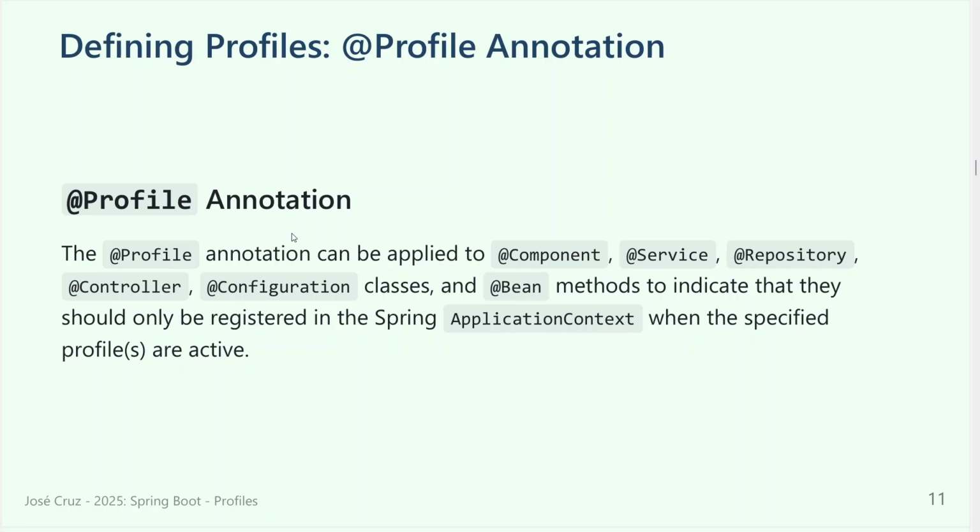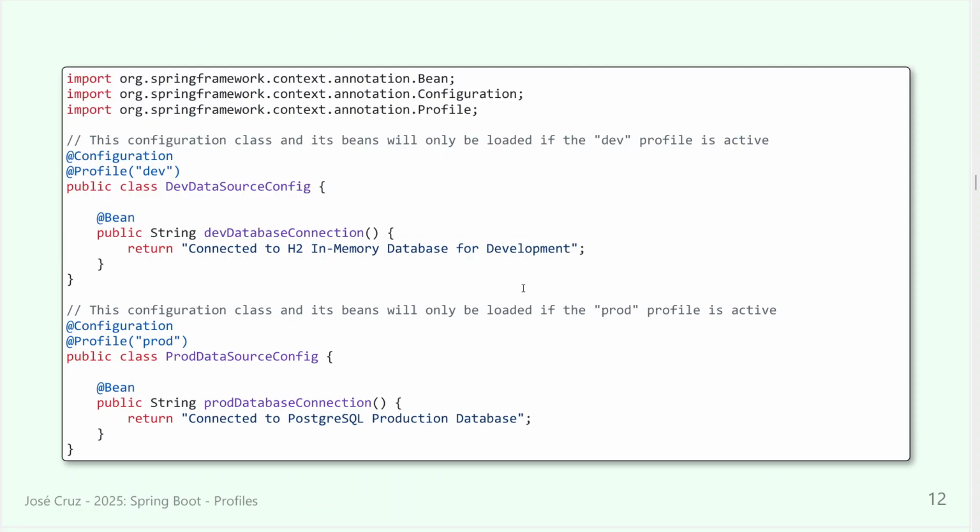So how can you mark your beans for specific profiles using the @Profile annotation, which can be applied to component, service, repository, controller, and configuration class, and even on bean methods. So let's see how it works. At the end of the day, it is as simple as this. You just put @Profile, and you are saying that this configuration, all the beans inside this class, should only be loaded when the active profile is one of the active profiles. You can have more than one profile active at the same time.